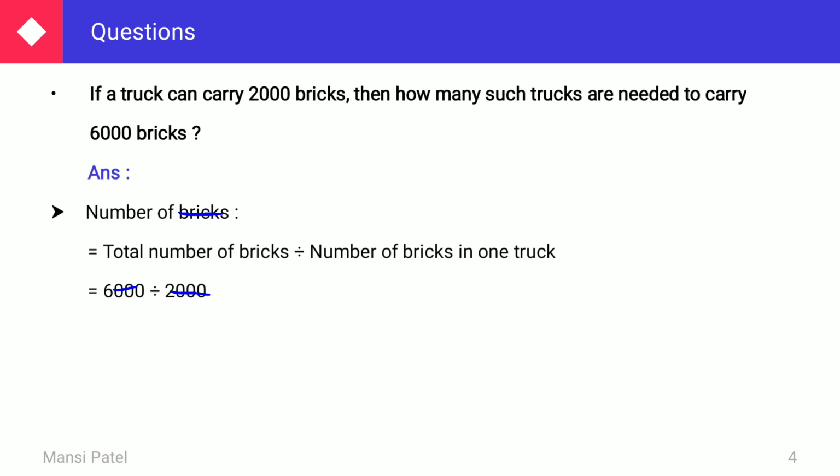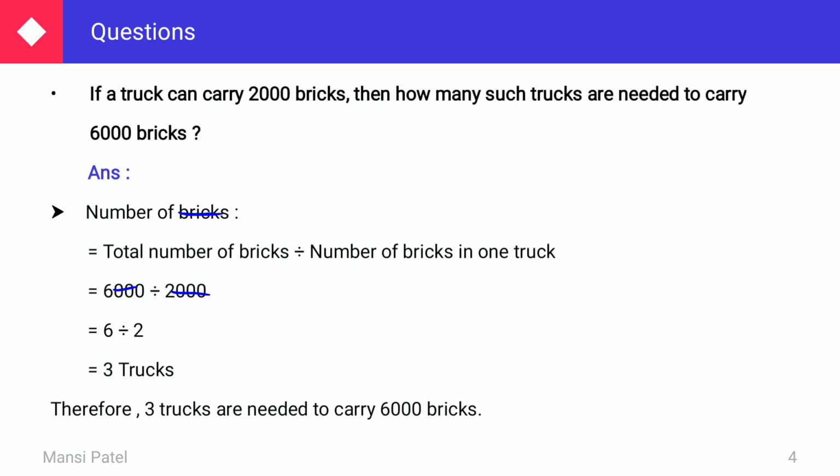So when you cut these zeros, what is remaining? The remaining is 6 and 2. Now 6 divided by 2 is equal to 3. So we can say that to carry the 6000 bricks, how many trucks are needed? 3 trucks are needed. Or we can say that 3 trucks are needed to carry 6000 bricks.